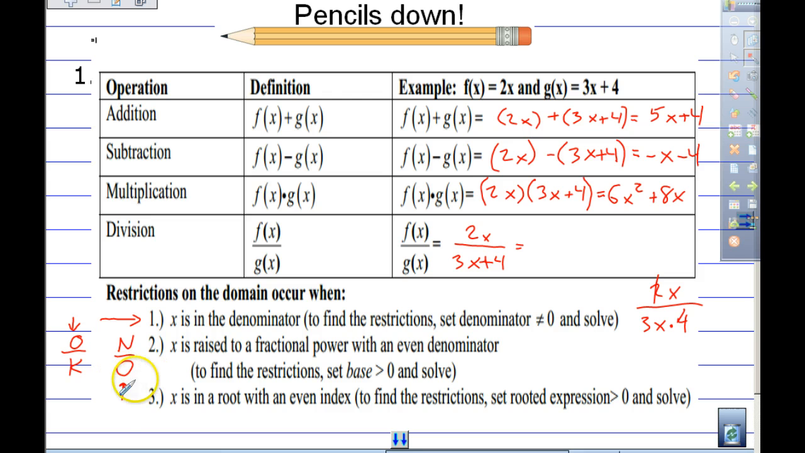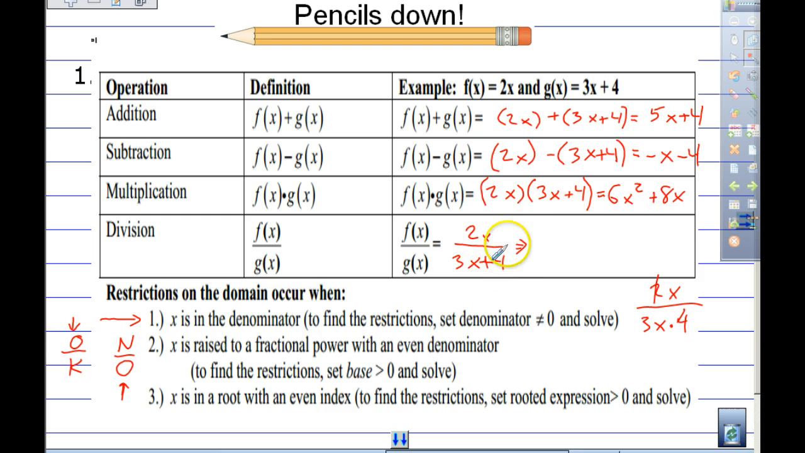So if you have a variable on the bottom, you have to say, well, x can be any number except that one number that will give you a 0 if you plug it in. A 0 on the bottom. We don't care about the top. Top's not a big deal. You can have a 0 on the top. That's fine. So we could plug in 0, right? 0 would be 2 times 0, 0 on the top. That's fine. It would be 0 over 4, which equals 0. You just can't have a 0 on the bottom.